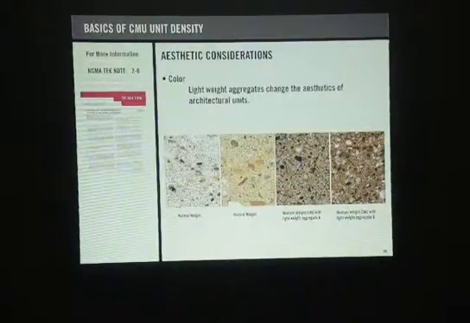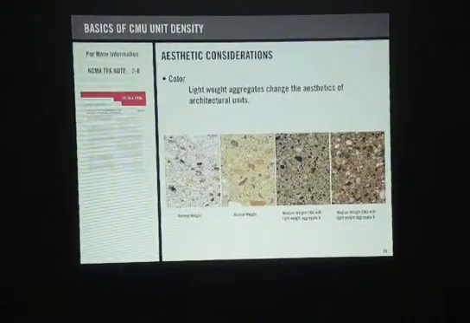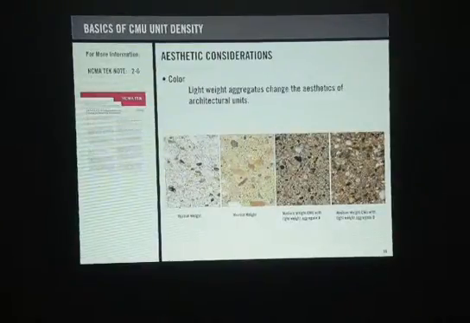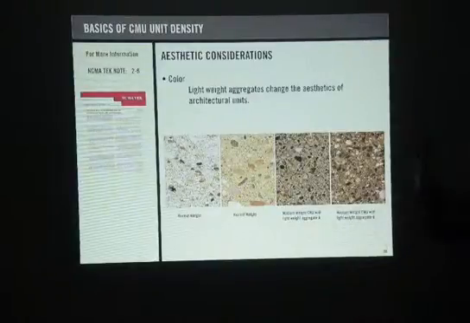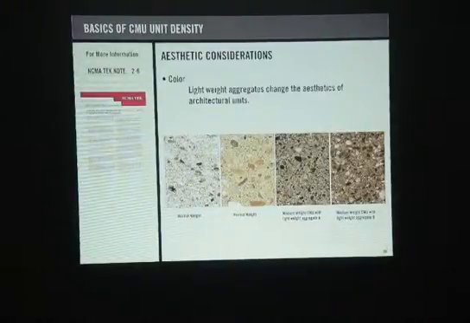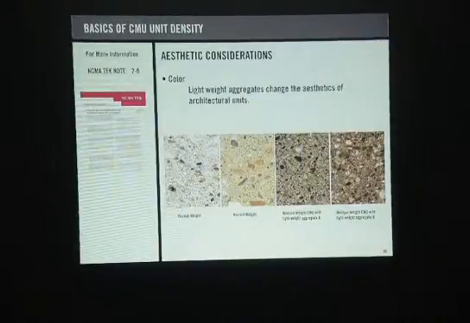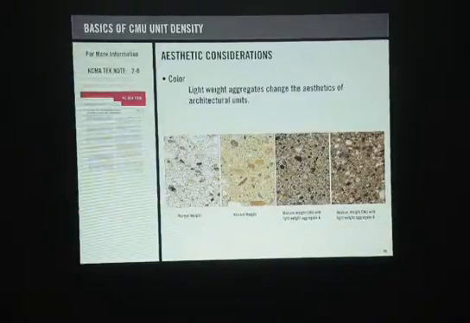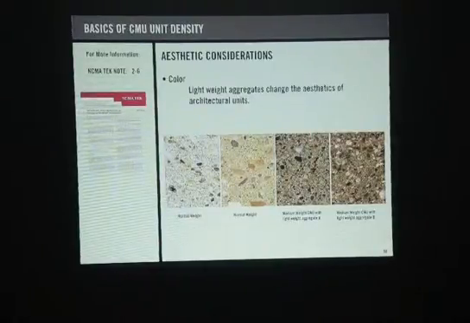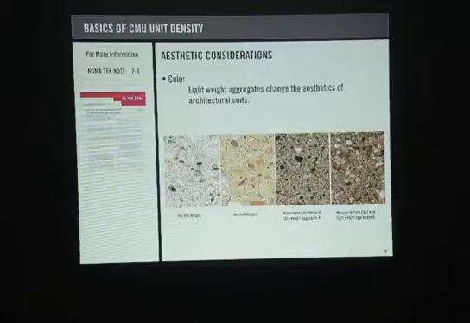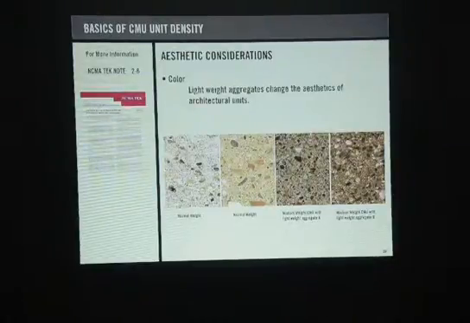Okay, so now we're going to go to color. As far as color goes, for all the conditions of normal weight, medium weight, and lightweight, you can be using the same pigments, but they will look different in the block. So what I'm saying is the appearance will be different. That's why we believe in getting samples to you. When you need samples of block, please contact me and we'll produce samples for you, because all three will look and appear different with the same colors.